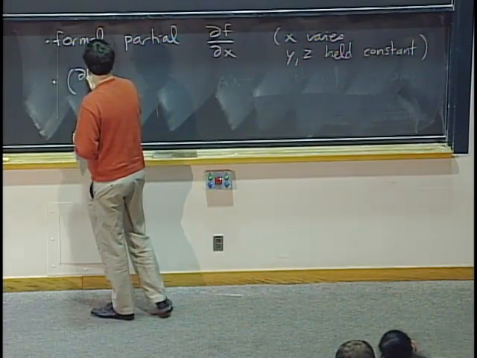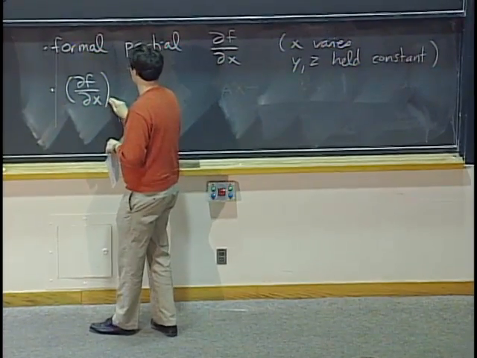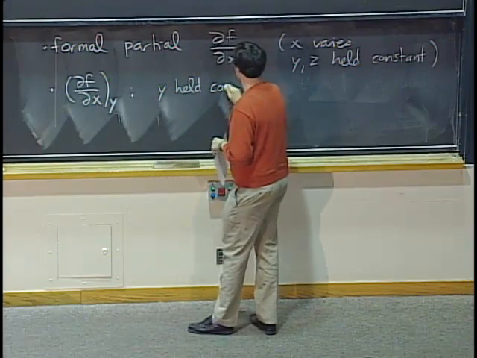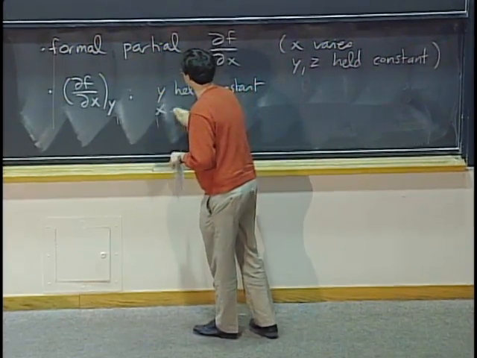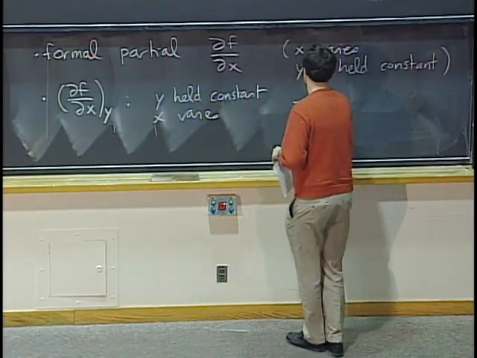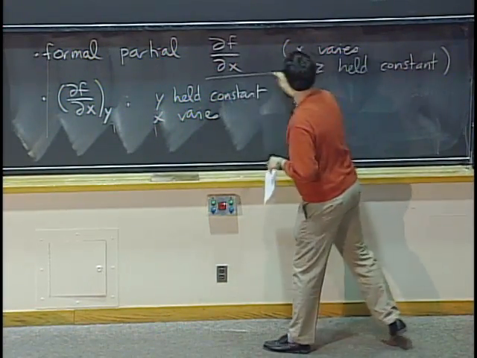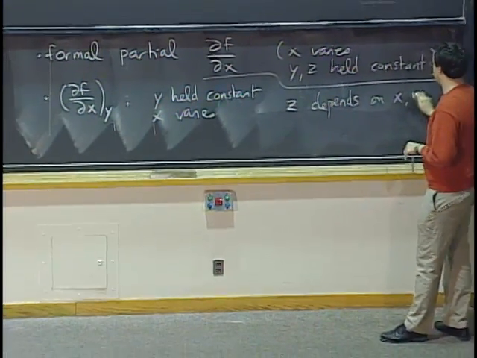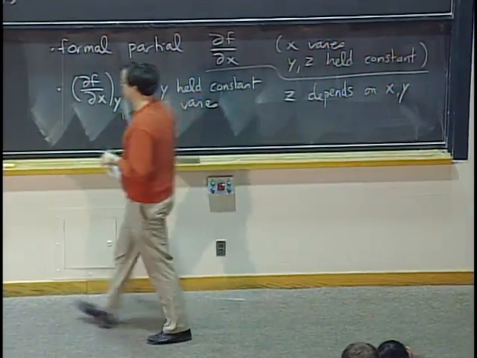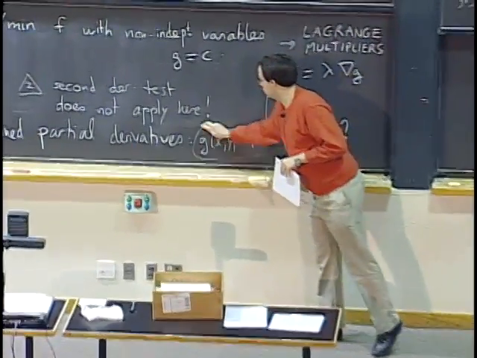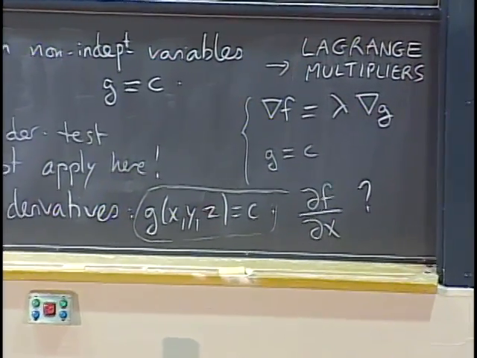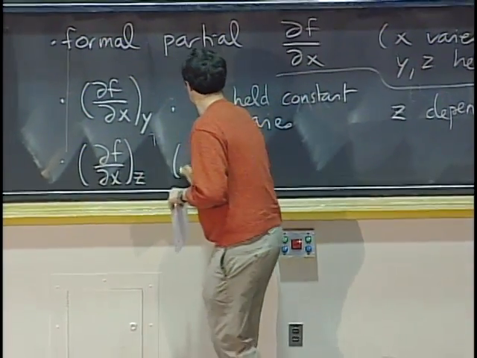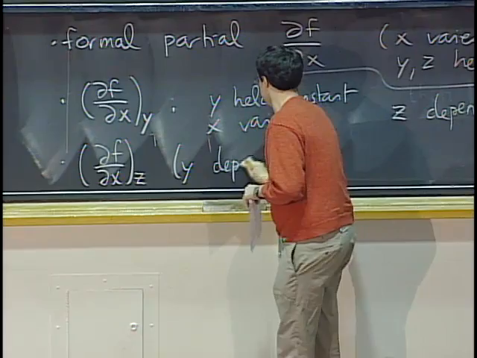And then we have the partial f, partial x with y held constant, which means y held constant. X varies, and now we treat z as a dependent variable. It varies with x and y according to whatever is needed so that this constraint keeps holding. And similarly, there's partial f, partial x with z held constant, which means that now y is the dependent variable.